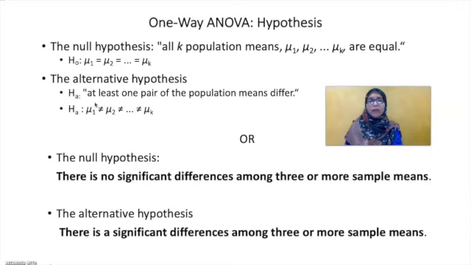There's another way we can write the null and the alternative hypothesis for one-way ANOVA, in sentence form. The first one was in symbol form, the second one is in sentence form. For the null hypothesis, there is no significant difference among 3 or more sample means. For the alternative hypothesis, there is a significant difference among 3 or more sample means. You can write what your sample means are, maybe method 1, method 2, and method 3, for example. So this is how we construct a hypothesis for a one-way ANOVA.